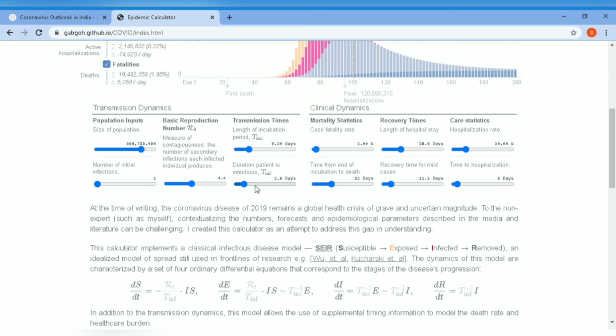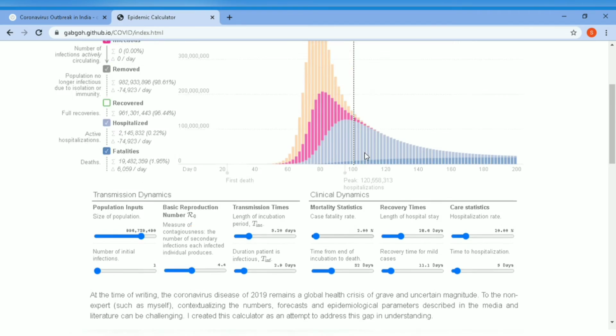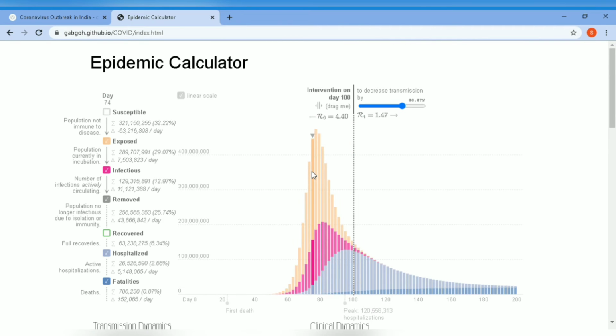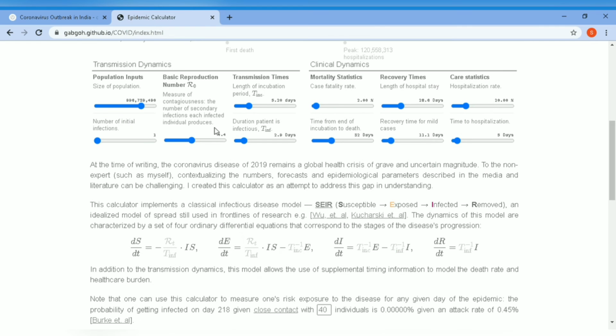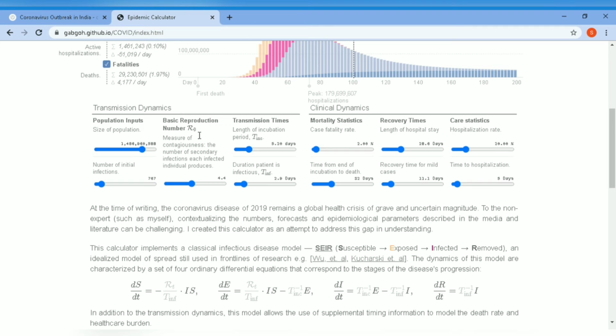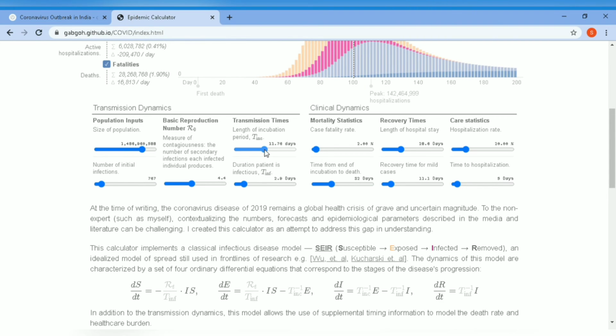So we first need to get the correct data for an area to actually simulate this curve. Data is very important, right? So suppose you have all of this data, and you are about to simulate something. You fix some population over here, and then you fix some number of initial infections, 1000 or whatever the number in your area is. Then you put the basic reproduction number, and then you put the transmission time as 14 days or something.